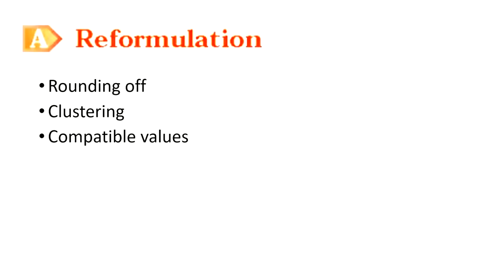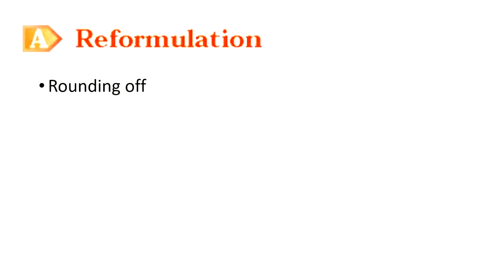Let's look at reformulation first. In reformulation, there are 3 types of reformulation. We have rounding off, clustering, and compatible values. Maybe I discuss it one by one with you. Rounding off, 四捨五入, you should be familiar with it.